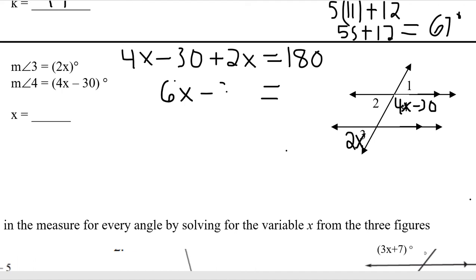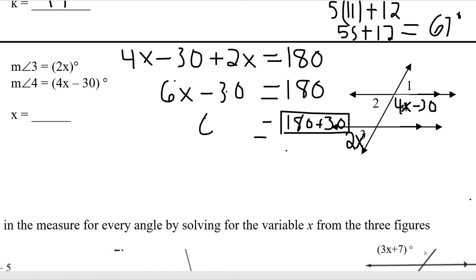4x minus 30 plus 2x is equal to 180. So now I have two variables I need to combine. This is going to give me 6x minus 30 is equal to 180.